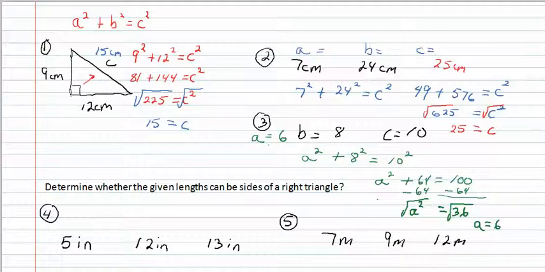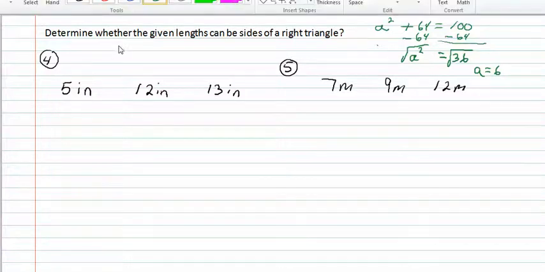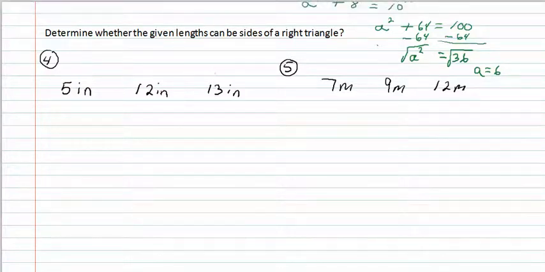Okay, next part. This part says determine whether the given lengths can be sides of a right triangle. Okay, so we've got our A, B, and C. Okay, again, how can you determine which one is your C? Your C is your longest side. And A and B doesn't matter, but I'll go ahead and put them in this order. So I have 5 squared plus 12 squared is equal to 13 squared.